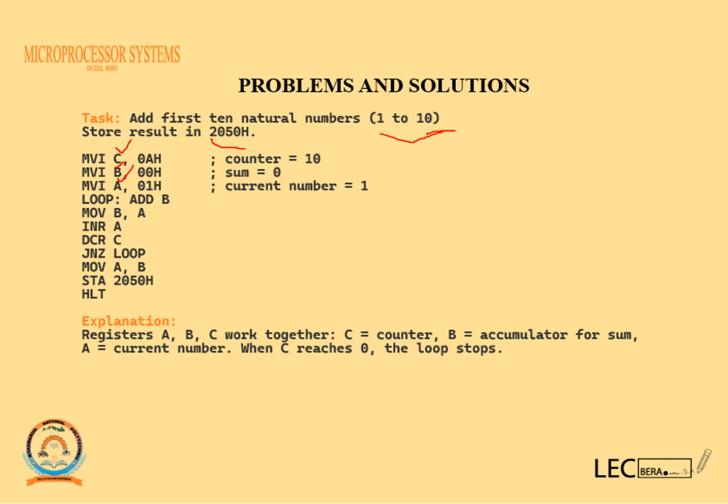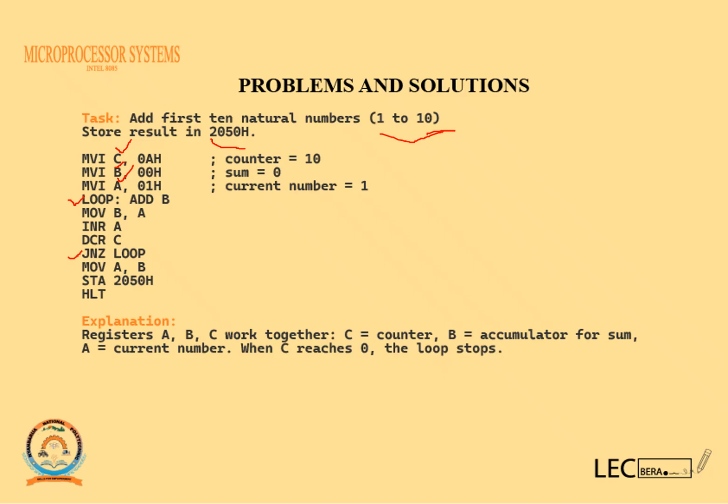Now we are going to enter into the loop mode. The only way we are going to escape this loop mode is after a certain parameter has been met. We are going to see what that parameter is. So the loop starts by adding B. What is inside register B is going to be added to the accumulator. So it is 0 plus what is inside the accumulator, which is 1. So it's 0 plus 1, which is going to be 1.